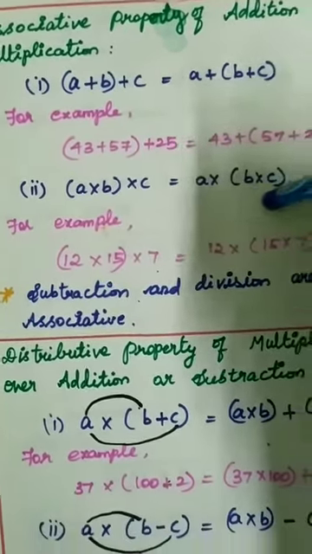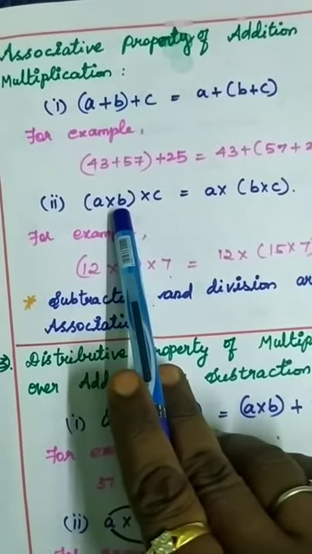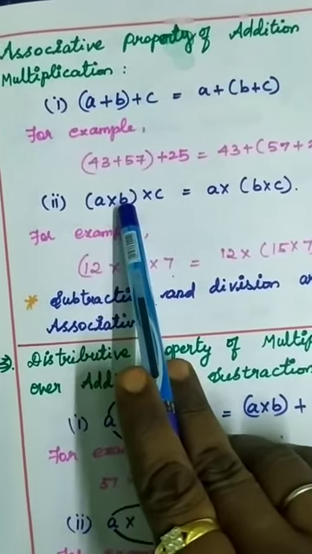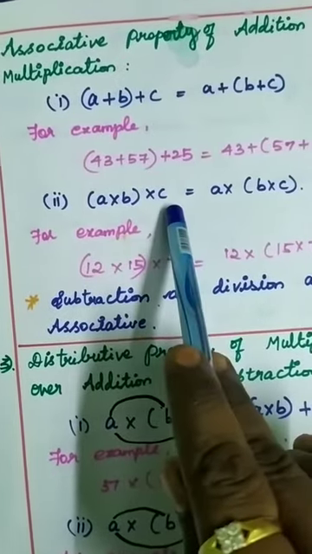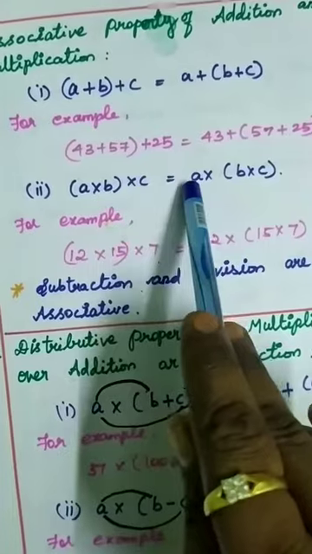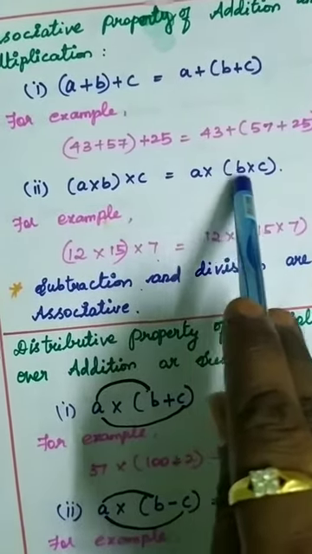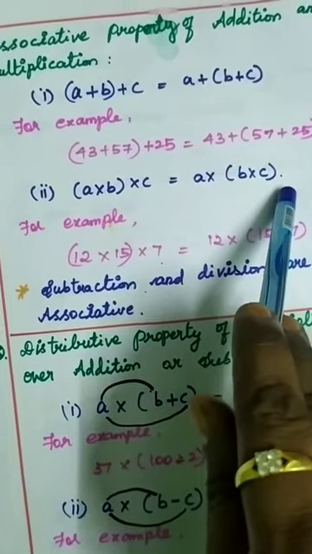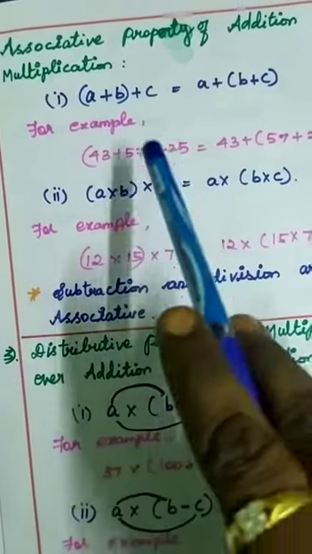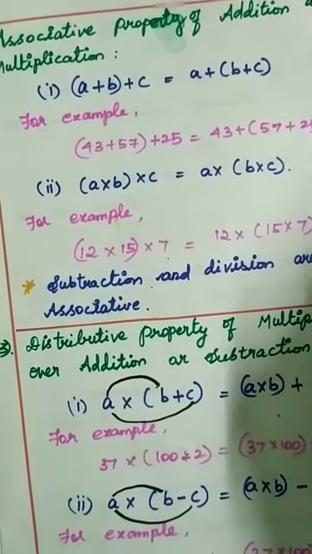Then go to the multiplication property. a into b, if you multiply these numbers, then multiply with another number. (a into b) into c equal to a into (b into c), only the brackets change their places. This property is called the associative property. Subtraction and division are not associative.